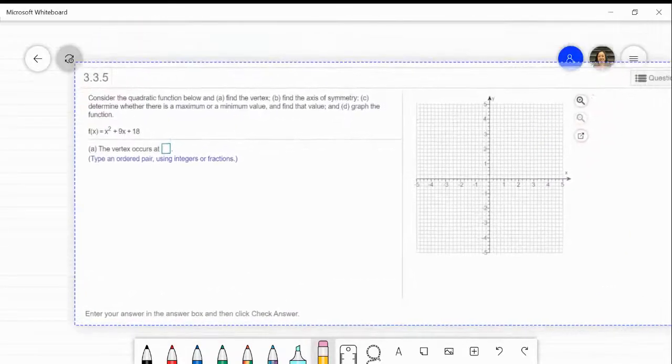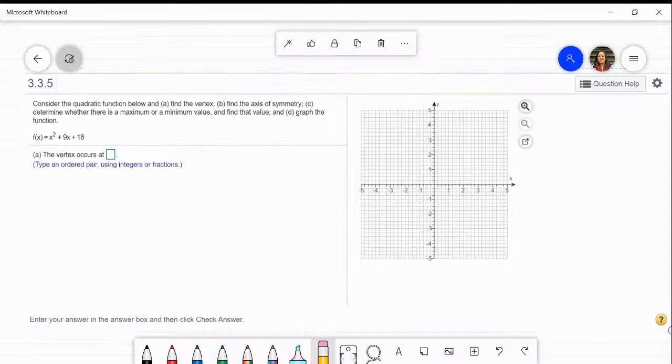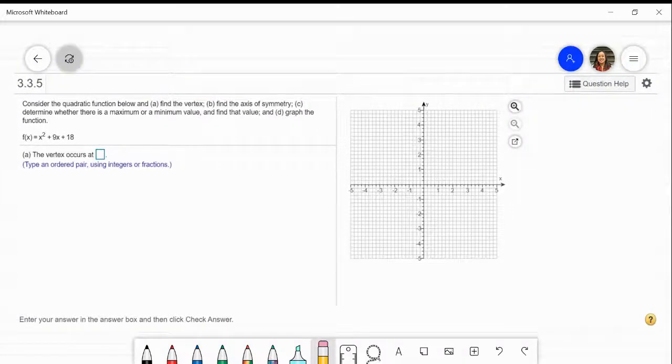Hello, class. I had a student send me this particular question. It is from chapter 3 in our college algebra course. It's asking us to find the axis of symmetry or vertex, determine if that vertex is a max or min, and then find that value, and then graph a function. In this case, a quadratic function, of course.